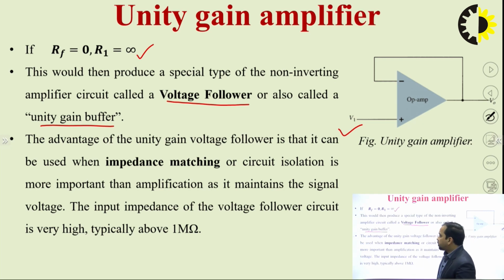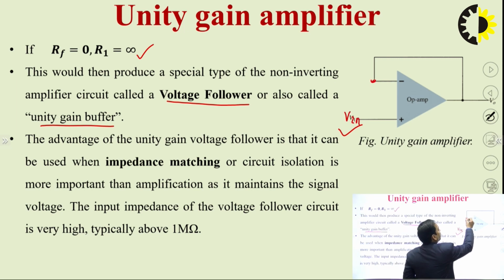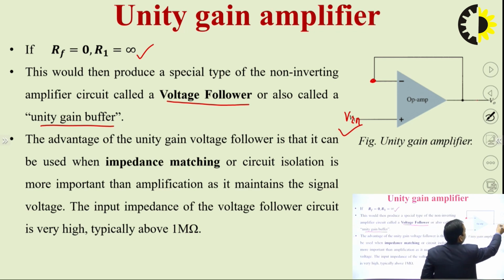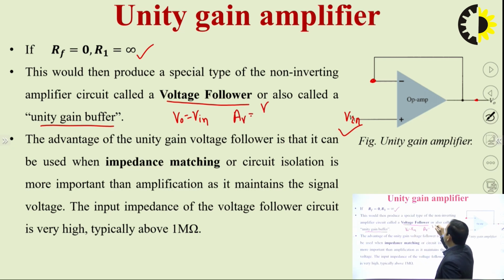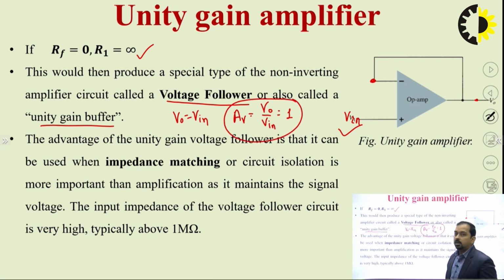So why is it called unity gain? We can clearly see. Let's say this is the input, V input, so accordingly this voltage is also V input and V output is the same as V input. We can write that V output is the same as V input, or the voltage gain AV equals V0 by V in, the value is 1. So the voltage gain of this particular circuit is 1, that's why it is a unity gain amplifier.